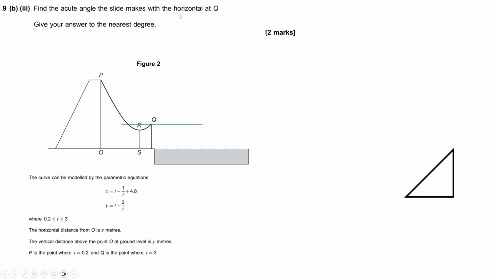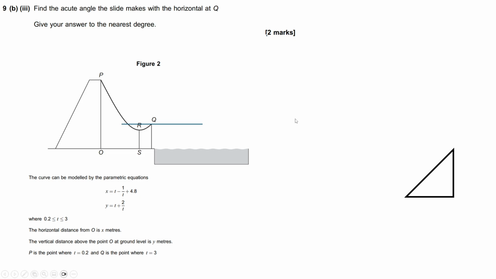We're looking at the angle that the slide makes with the horizontal at Q. So if you just imagine you draw a line in here and then we draw a triangle, so this triangle here. Hopefully you can see that, but I've just redrawn that triangle here, and we're looking for this angle here because that's the angle that we make with the horizontal.